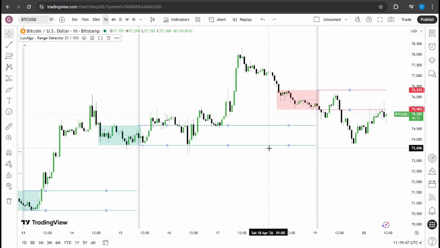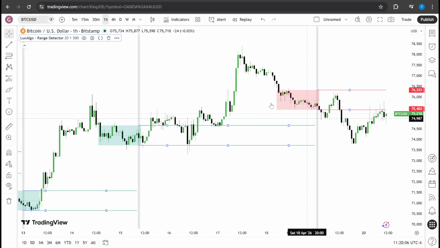Furthermore, these extremities don't just disappear when a range ends, they extend forward until a brand new range is formed. The reason for this is that old range boundaries frequently serve as future support and resistance levels. A ceiling from a range established 2 days ago might become the floor for a new trend today.